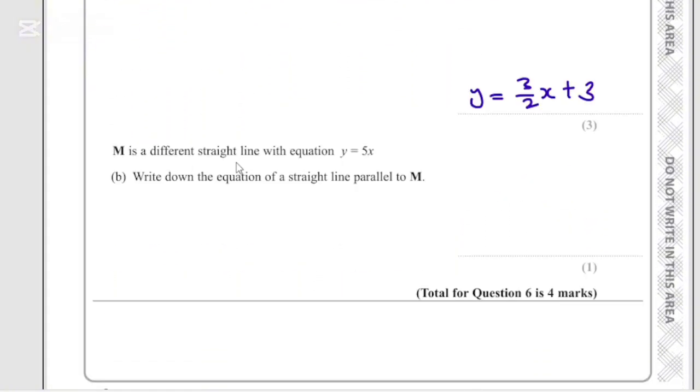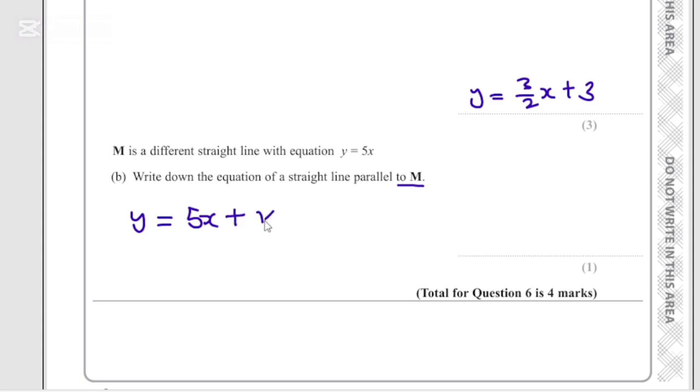M is a different straight line with equation y is equal to 5x. B, write down the equation of a straight line parallel to M. All right, so you have to know that parallel lines have the same gradient. So meaning the equation of the line that is parallel to this equation here must start with y is equal to 5x. So the gradient should be the same, 5x. So this part should be the same.